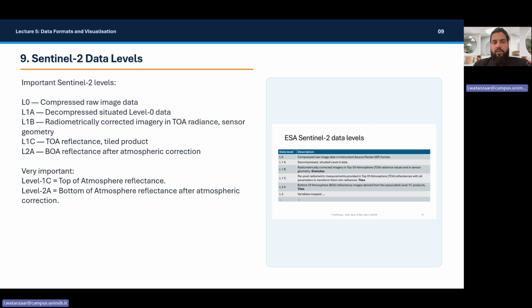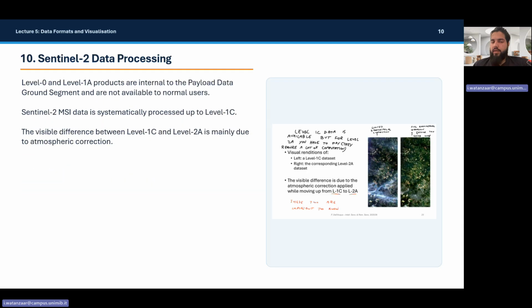If you see, we have seen the raw image data, and the level 1A, which was decompressed, is situated in level 0. So this is not available to the end user. Sentinel-2 MSI data is systematically processed up to level 1C.